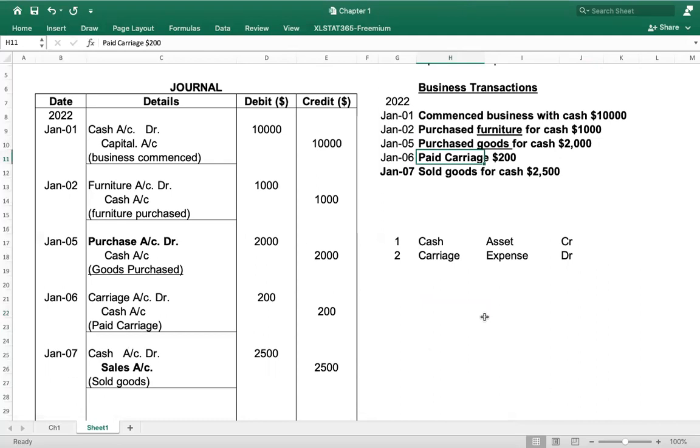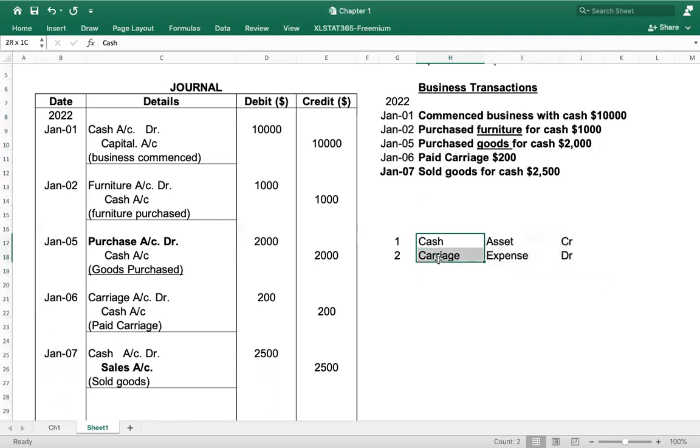It's basically the transportation charges. So it is expense or revenue? Expense. It is expense for the business. Good. When we sell goods, the business will have expense or revenue? Revenue. And the name of that revenue is what? Sales. Got it? So the moment we do a transaction, we have to do this analysis.